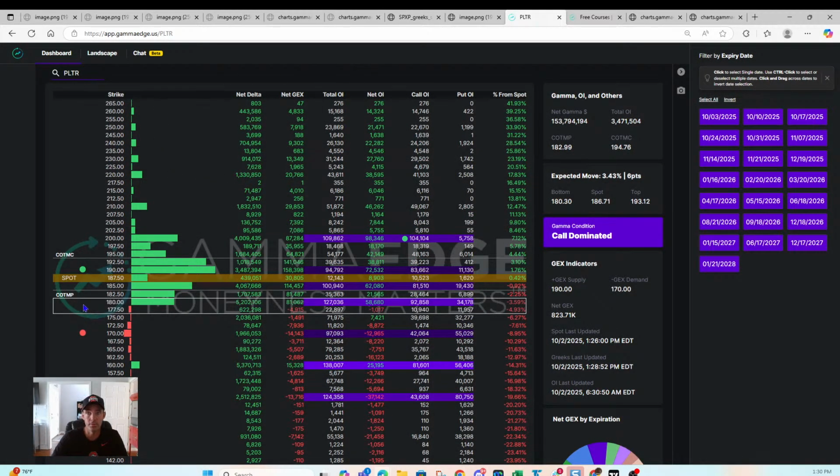Call dominated, bundle of spot price. We posted this one on X as a comparison to Meta, which was actually put dominated. So this is call dominated, supportive on any pullback. PGX is 190, COI you see up here at 200.